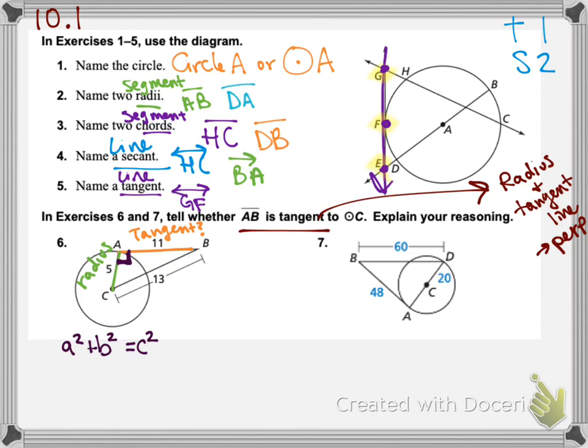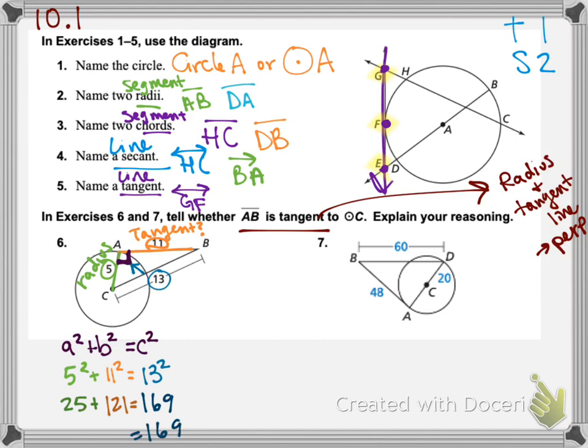So let's call 5 A, and we can call B 11. And then the hypotenuse has to be C. The hypotenuse is always across from the right angle, so it'd be this one. 5 squared is 25, 11 squared is 121, 13 squared is 169.